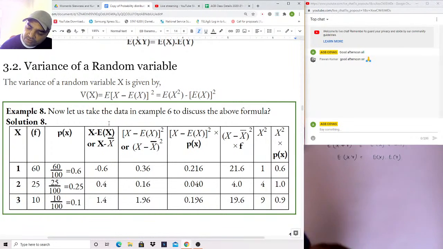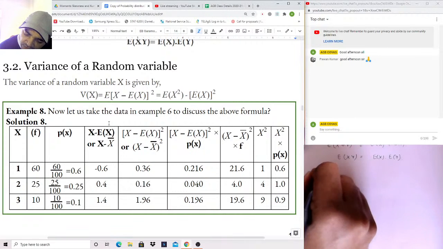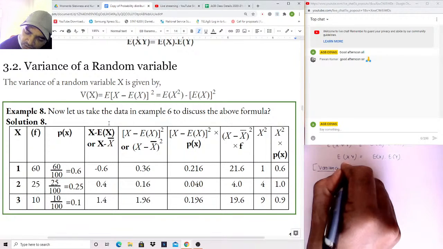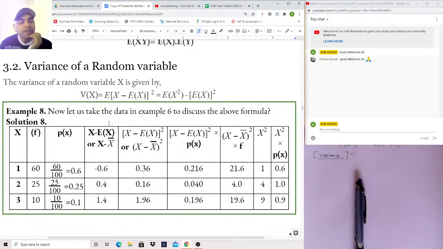Now we will be learning a little bit about the variance of a random variable. In the chapter on measures of dispersion, you might have already learned about the variance. Now we will learn how to calculate a variance from the probabilities associated with the random variable. As we have studied that we can calculate the mean using the probabilities associated with a random variable, similarly the variance can also be calculated from the probability distribution.